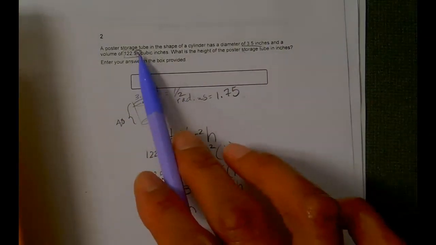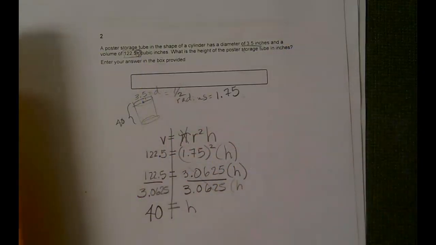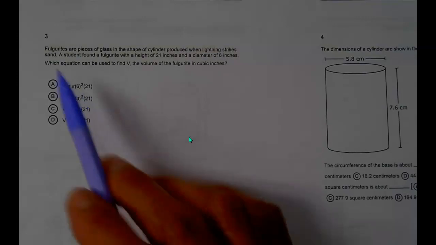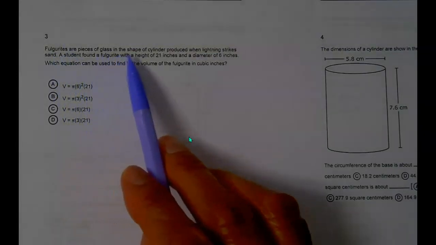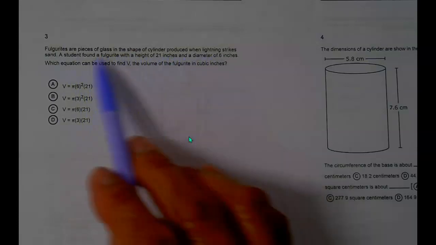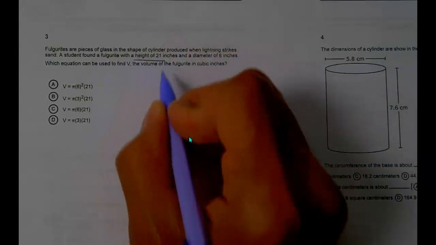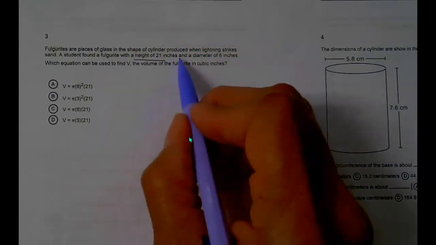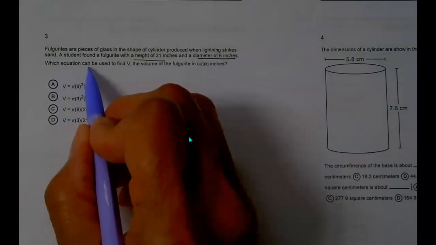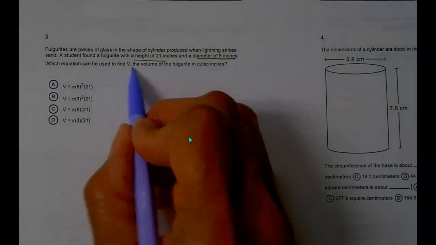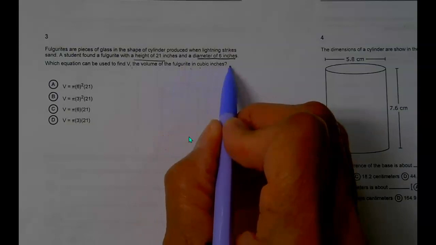Anytime you see the pi added on, it's pretty much in terms of pi, so you didn't need it. All right, now we're on number 3. I assume that's fulgurites, or pieces of glass in the shape of a cylinder. A student found a fulgurite with a height of 21 inches and diameter of 6 inches. Which equation can be used to find the volume of the fulgurite in cubic inches?